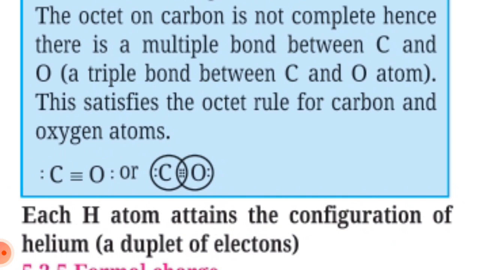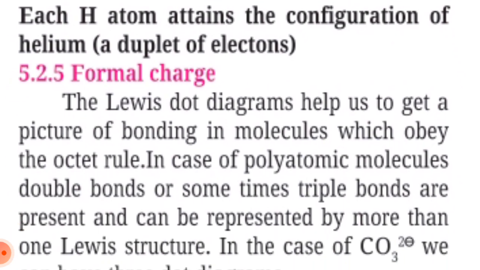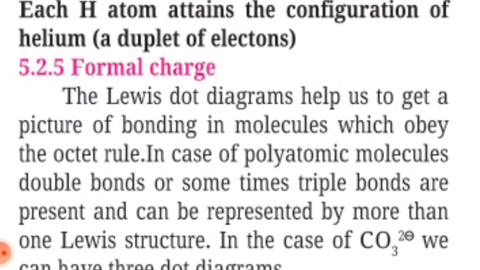The octet on carbon is not complete, hence there is a multiple bond between carbon and oxygen, a triple bond between carbon and oxygen atom. This satisfies the octet rule for carbon and oxygen atom. C triple bond O. Each atom attains the configuration of a noble gas.